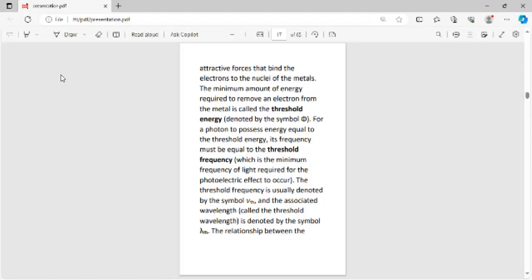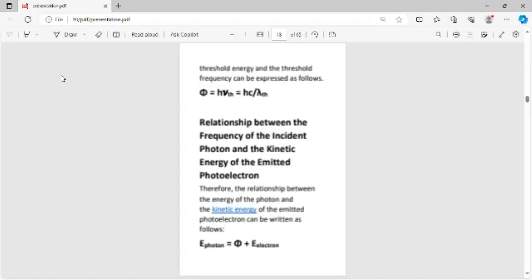The threshold frequency is usually denoted by the symbol f_th, and the associated wavelength is denoted by the symbol lambda_th. The relationship between the threshold energy and the threshold frequency can be expressed as follows: the work function is equal to the product of h and the threshold frequency, which is equal to the product of hc over the threshold wavelength.